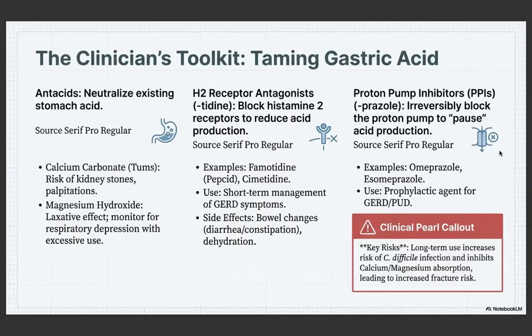And then because again, it's calcium, it works on your smooth muscles in general, they can get palpitations. Magnesium hydroxide is another type of antacid, and it actually has a laxative effect. The other thing that you have to monitor for with magnesium is that with really excessive use of magnesium, it can cause respiratory depression and a decrease in our DTRs.